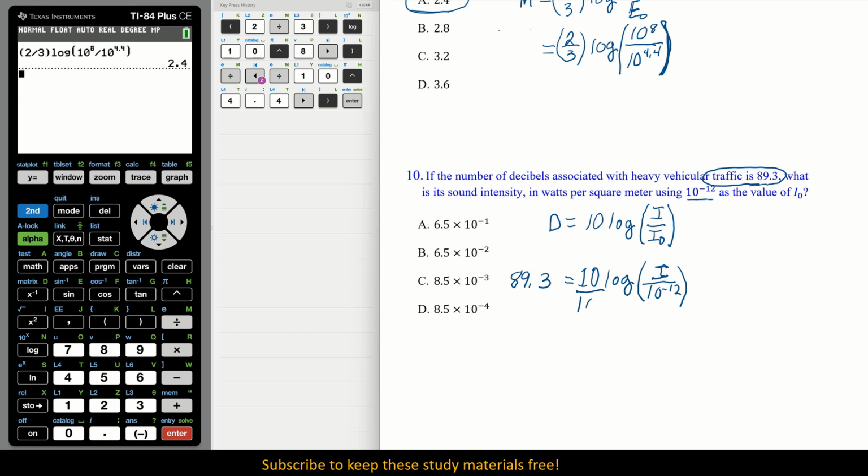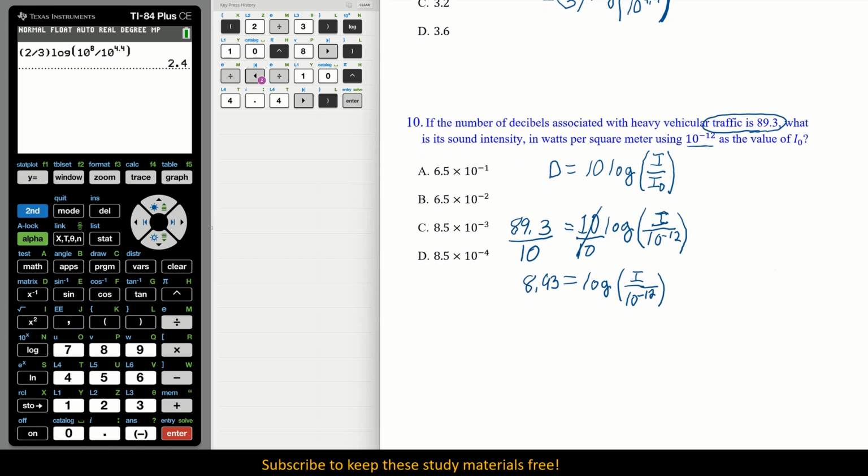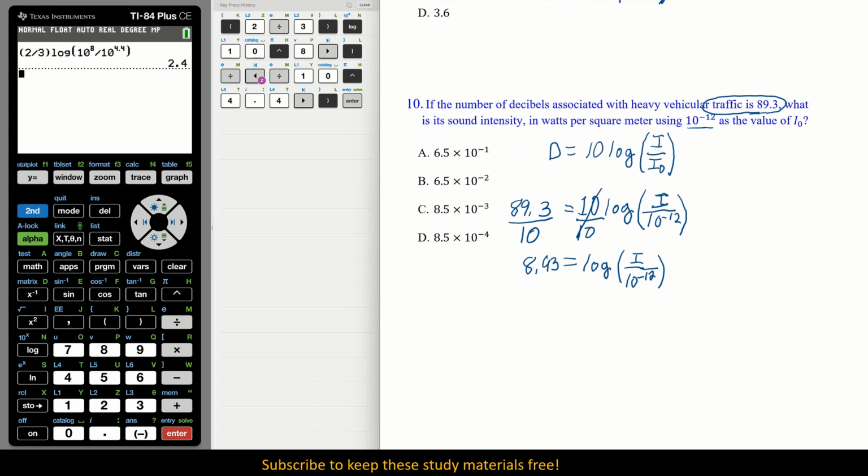So we have 89.3. We have to have that, or we can't solve for I. We have to know something about the overall value. So we divide both sides by 10. Then of course 10 over 10 cancels, and that will give us 8.93 on the left-hand side, and then log of I over 10 to the minus 12 on the right-hand side. Okay, so we do know what to do. If you have a rational argument for the log, we know that we can actually subtract.